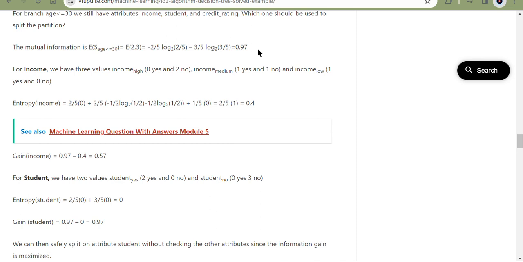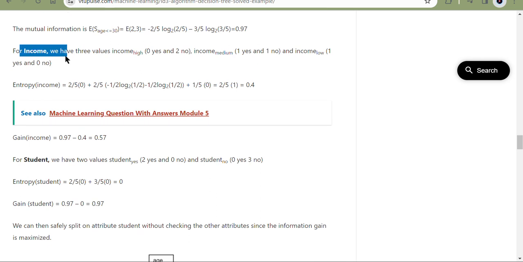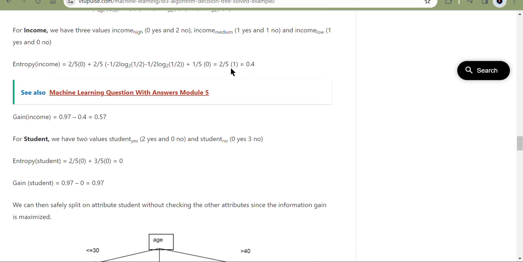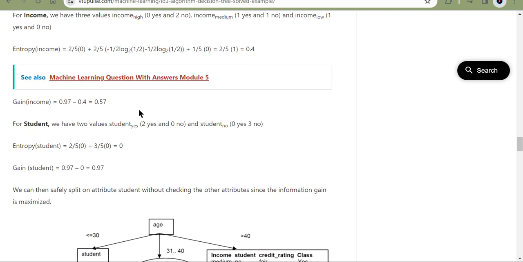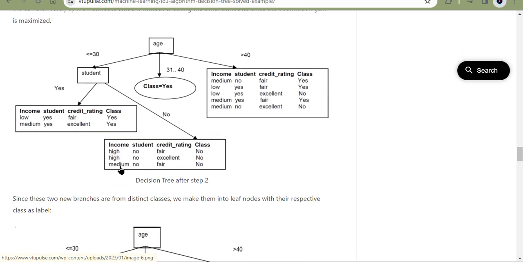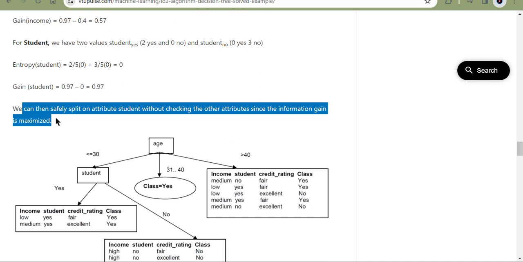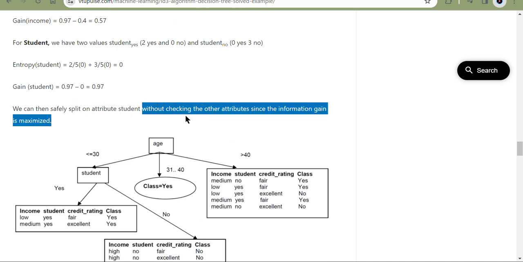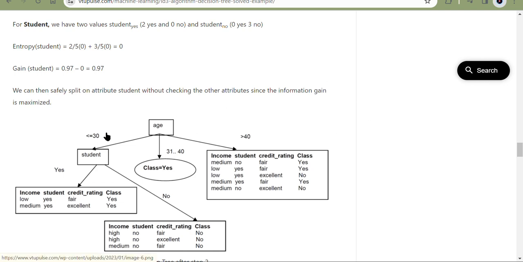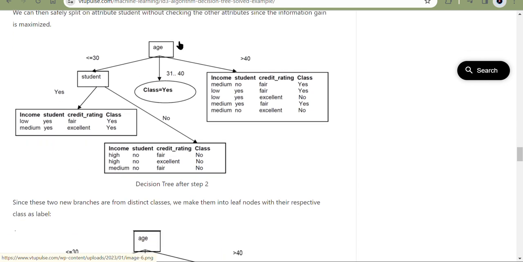The mutual information is 0.64. For income we have yes and no's, and the entropy will be 0.4, and the gain of income will be 0.57. This will be 0.97, and we can then safely split on attribute student without checking the other attributes, since the information gain is maximized.